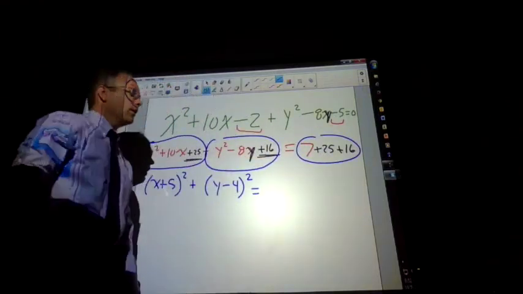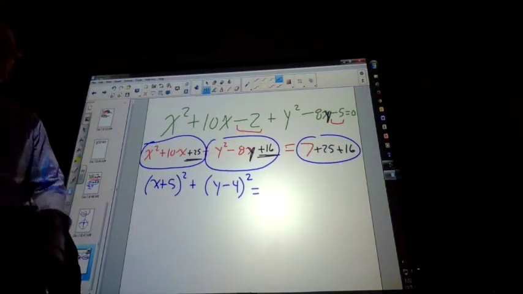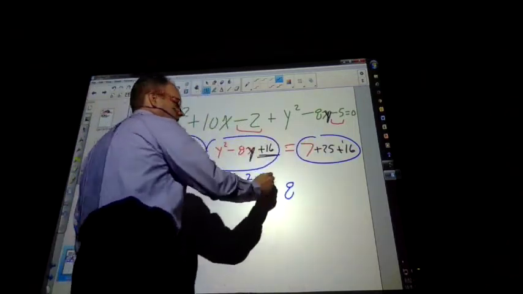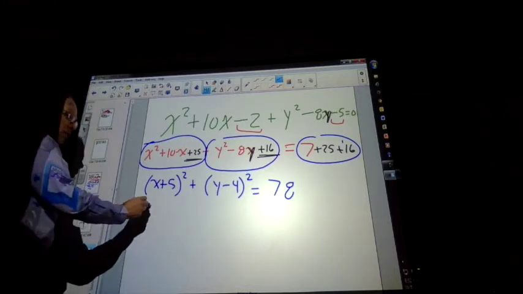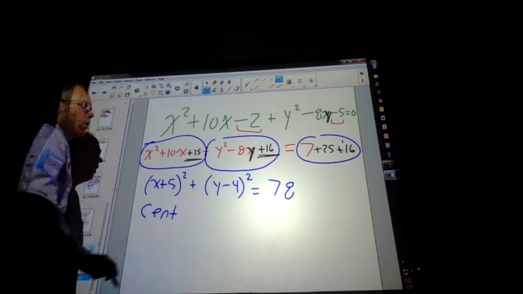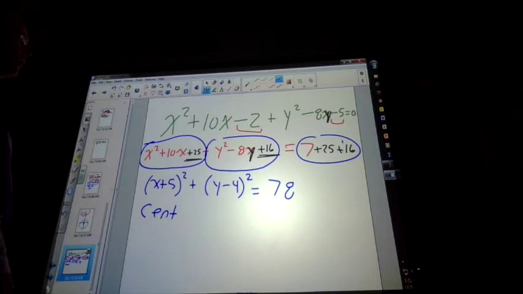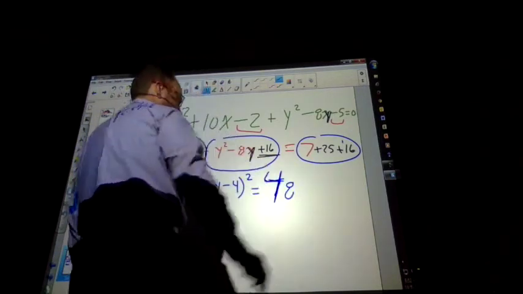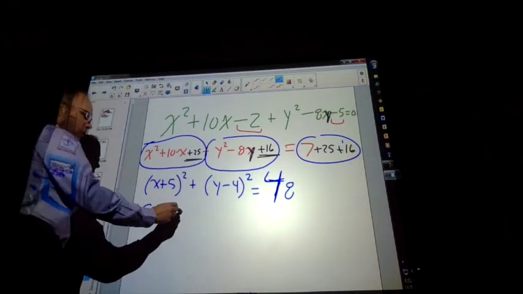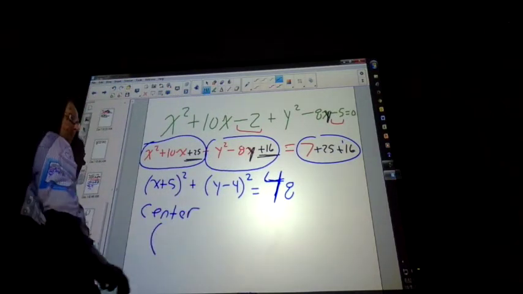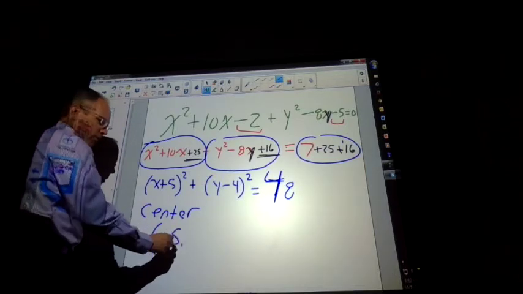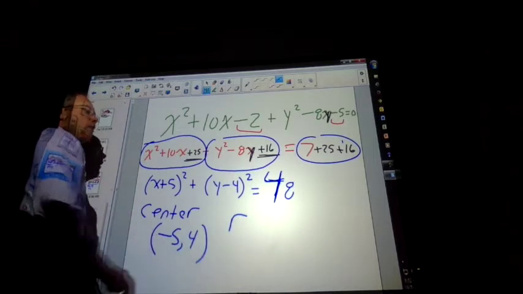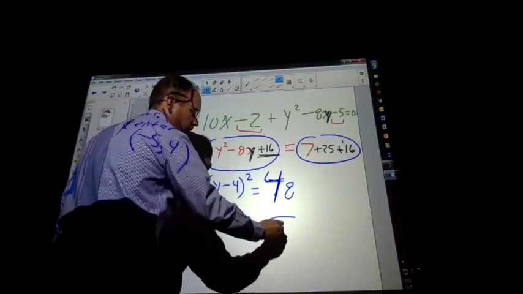Do the math here. 7 plus 25 is 32, plus 16 is 48. So the center of this circle... Wow, what did I do? Oh man, I tell you what, I knew I shouldn't go to those new teacher things. 48. So the center of my circle is what? (-5, 4). What is my radius? Square root of 48. Done.